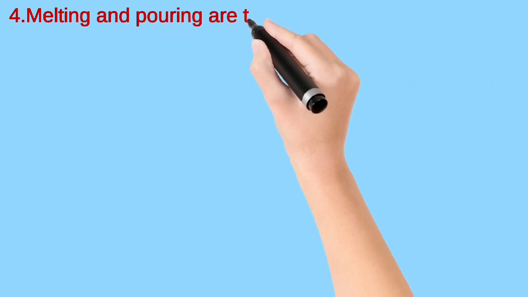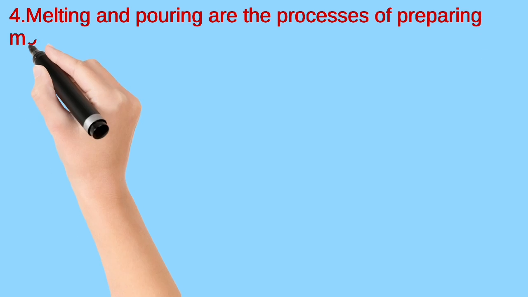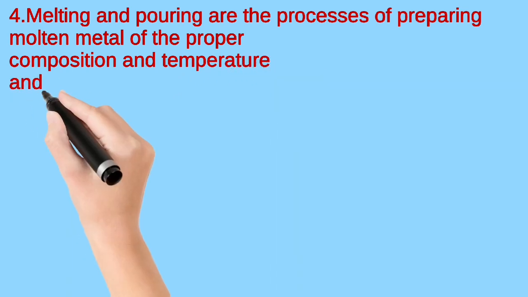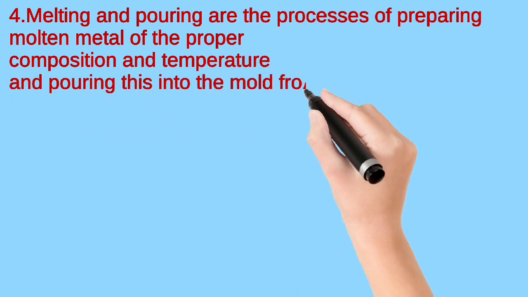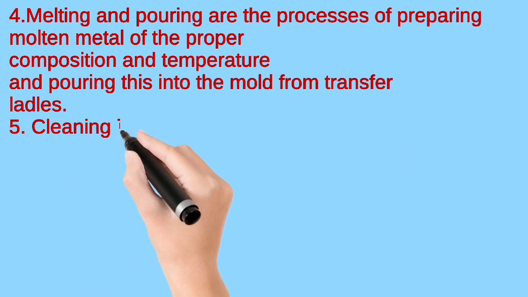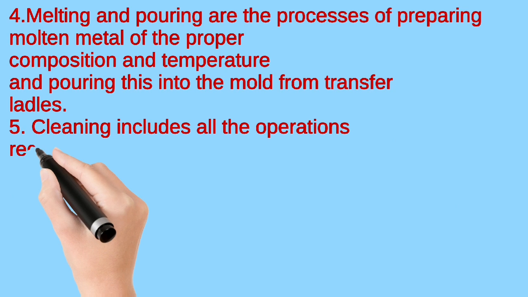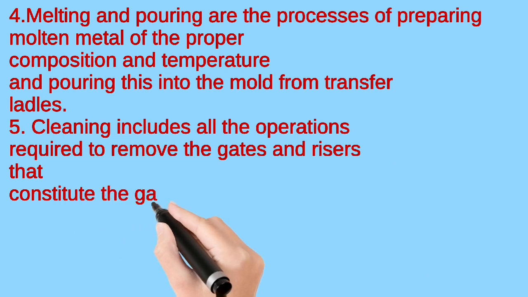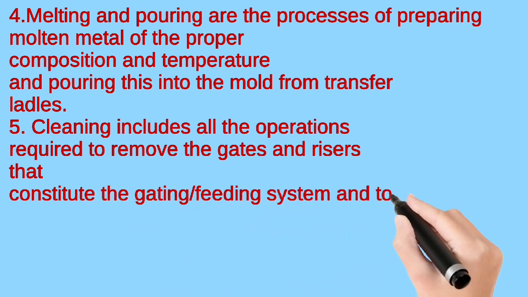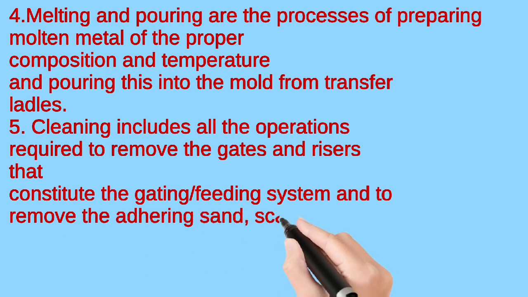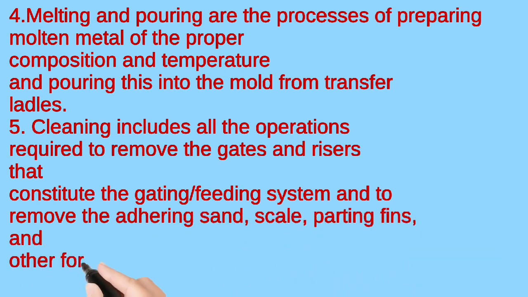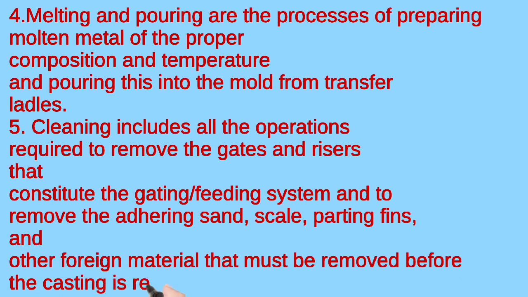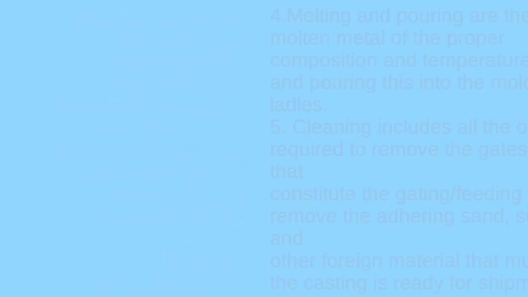Fourth one, melting and pouring are the processes of preparing molten metal of the proper composition and temperature and pouring this into the mold and transfer ladles. Fifth one, cleaning includes all the operations required to remove the gates and risers that constitute the gating feeding system and to remove the adhering sand, scale, parting fins, and other unwanted material that must be removed before the casting is ready for shipment.